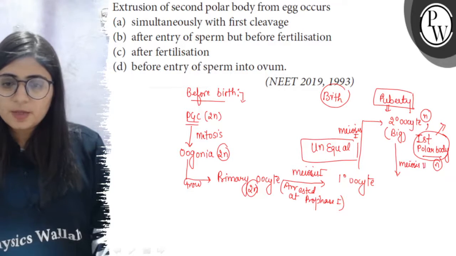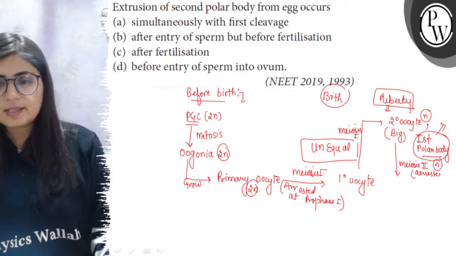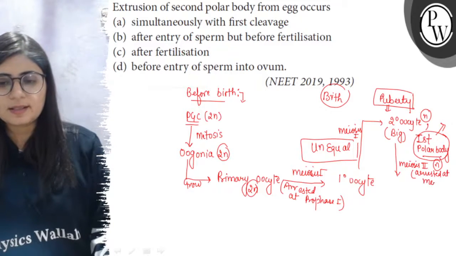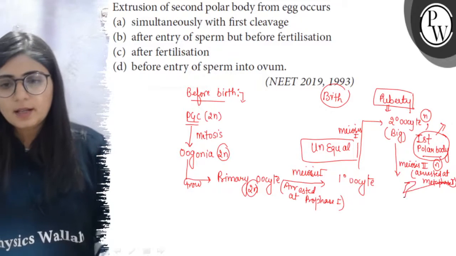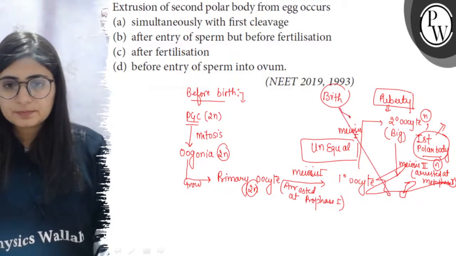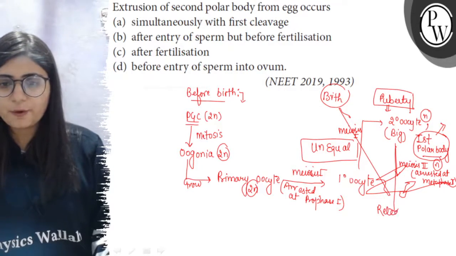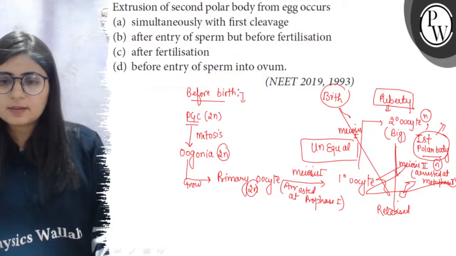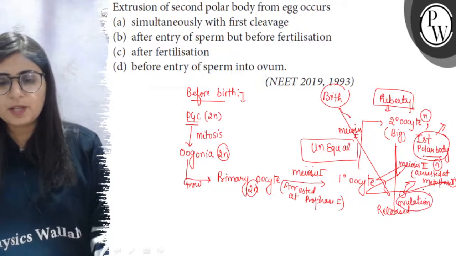It starts meiosis 2, but again it is arrested, this time at metaphase 2. This secondary oocyte is then released from the ovary, and this release of the secondary oocyte from the ovary is known as ovulation.